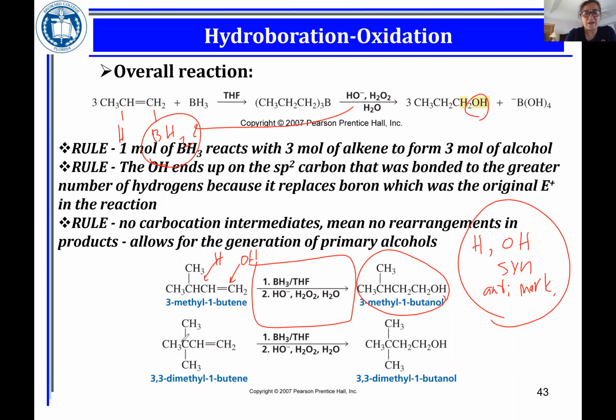Even if you have a t-butyl group here with 2 methyl groups, still the carbon skeleton is not going to change. So you're just adding the OH to the least substituted carbon, and H to the most substituted. And they are both added from the same side. This is known as the Syn addition.